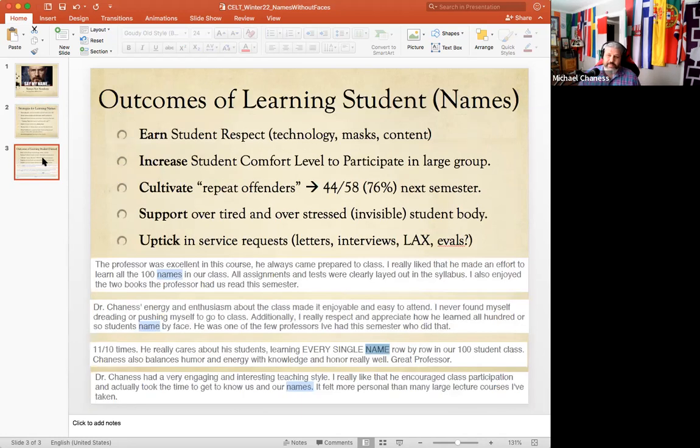But now I want to talk about the outcomes of learning student names. First and foremost, you earn their respect. It's always one of my objectives of this semester that by the end of term, I will have earned my students' respect. Well, it's very hard to respect someone if they don't know your name.